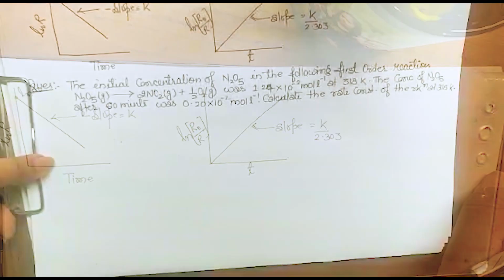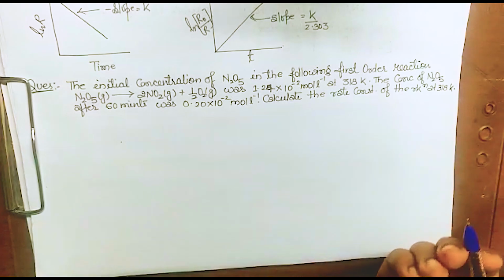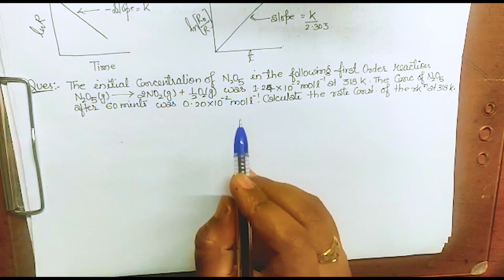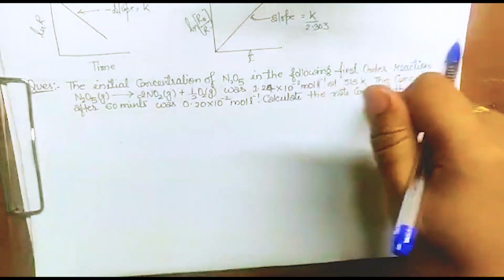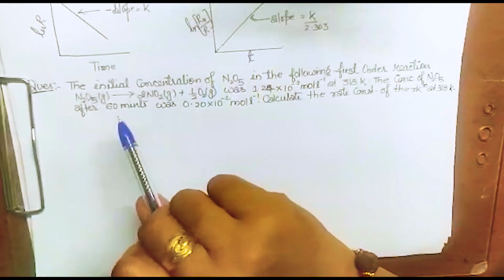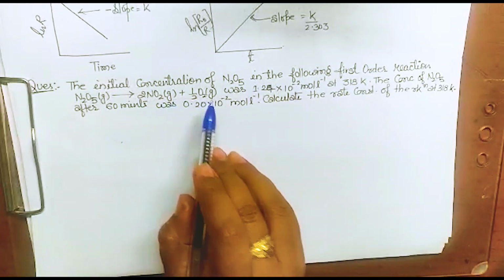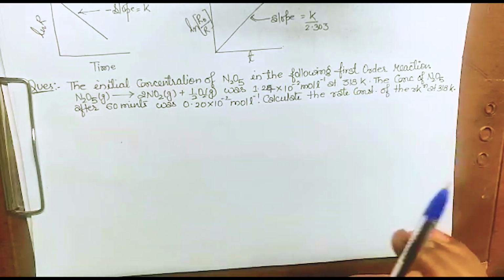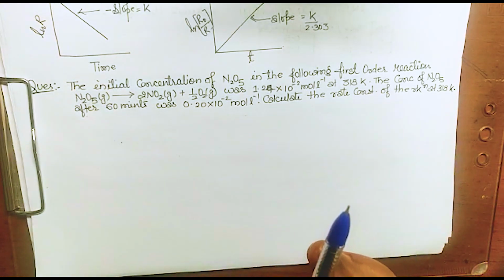After the graph, we will practice a few questions based on the first order reaction. So this is the first question. Let's start with this. These are very important questions, and this is from your NCERT only. The initial concentration of N2O5 in the following first order reaction, N2O5 changing into products, was 1.24 into 10 to the minus 2 mole per liter at 318 Kelvin. The concentration of N2O5 after 60 minutes was this. Calculate the rate constant for the reaction.